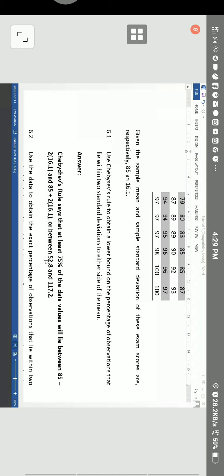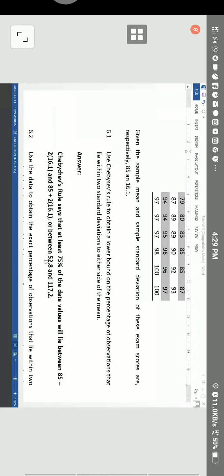interval 52.8 and 2 and 75. So the rules does apply to this data. Nanti you balik tengok boleh. That is the rule of this step by step rule.